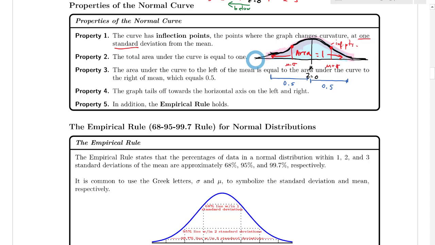And then the last thing is this beautiful empirical rule that we discussed way back at the end of chapter 2. And we're going to actually get to use the empirical rule even further.